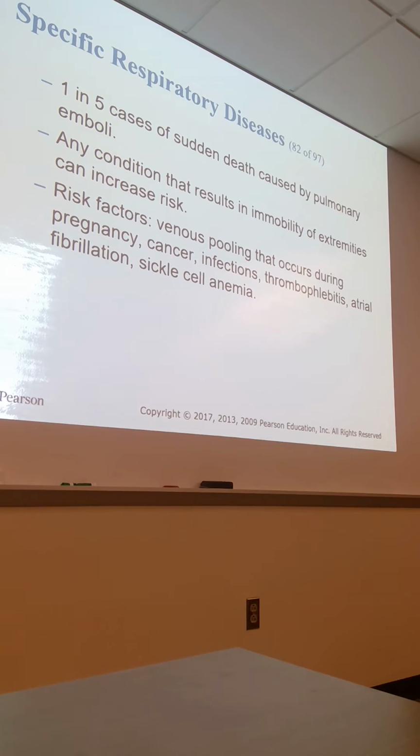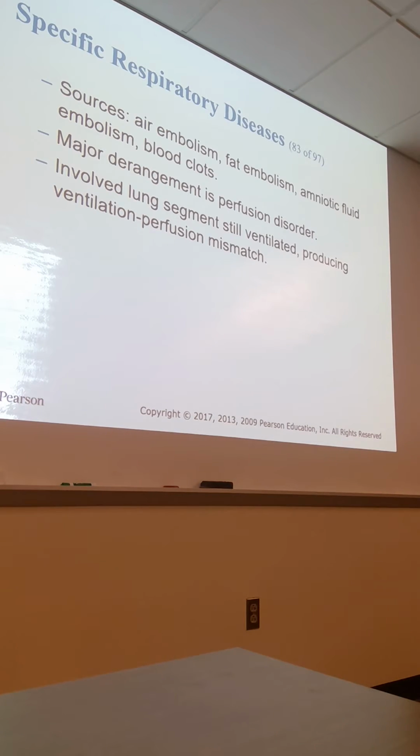So here's some of the risk factors. Atrial fib is a common cause of clot because of decreased circulation. Cancer causes hypercoagulability, where the blood coagulates due to the tumor factors. Pregnancy, sickle cell. The source can be a lot of things.